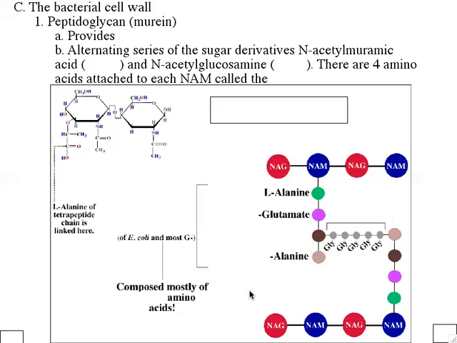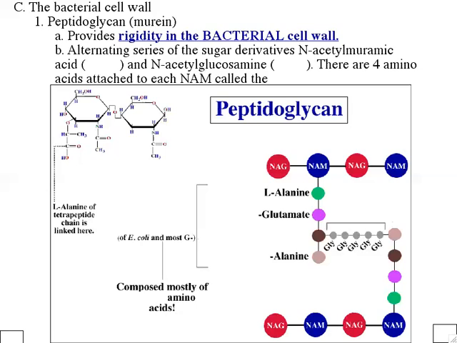So peptidoglycan is unique to bacteria. It is a rigid structure only found in bacterial cell walls.